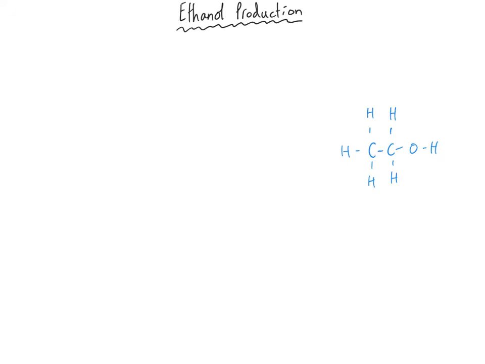It is used in the manufacture of so many different organic compounds. For instance, cosmetics, aftershaves and perfumes, but also drug manufacture, detergents and other things such as inks. Now, there are two different ways of making ethanol, and you need to be able to compare and contrast the two methods. And the first method involves ethene.